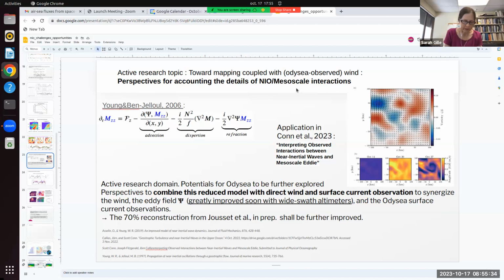Okay, yeah, that's a good point. So through looking at NIO, and as Eric pointed out, we could potentially look into the mixed layer depth reconstruction. Right, and then the width of the swath helps with the NIO, so it's something where Odyssey has maybe a lot of potential.